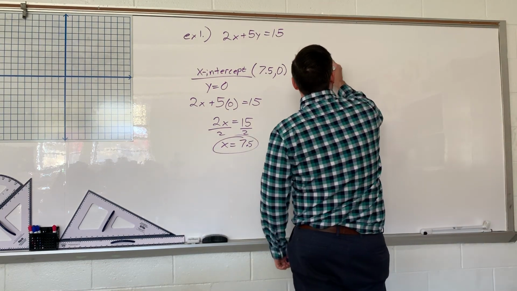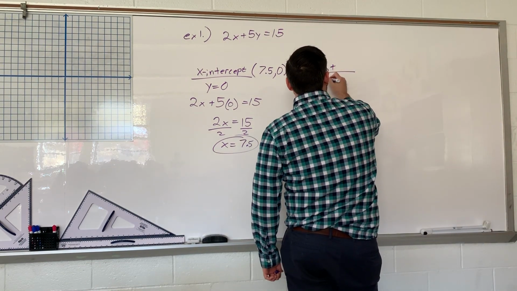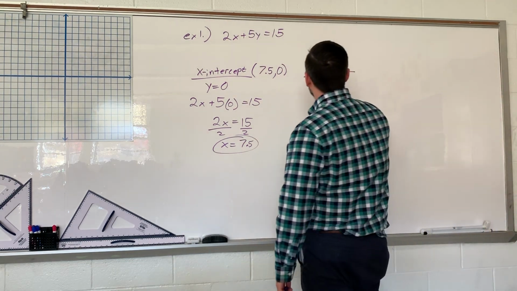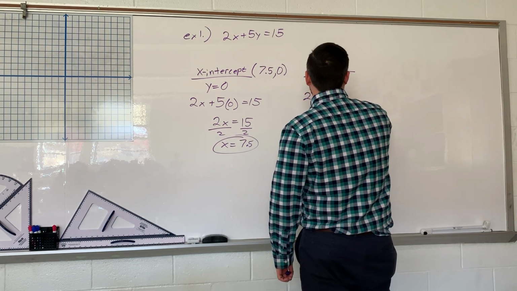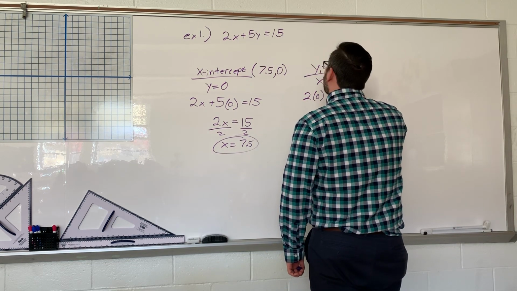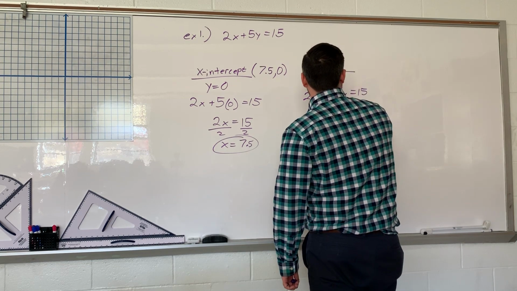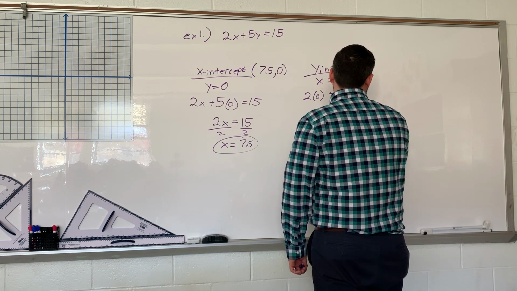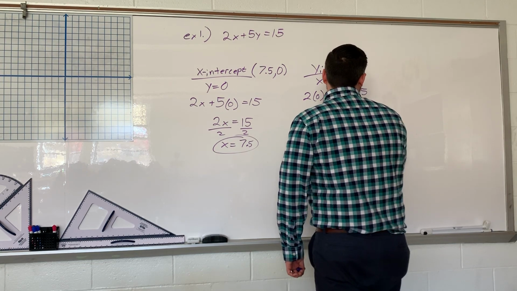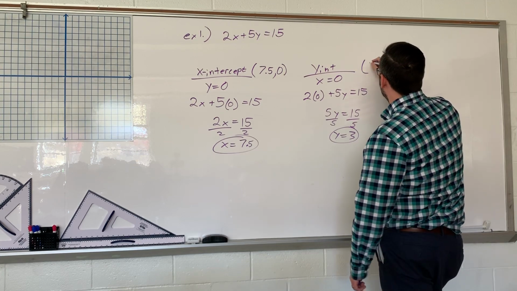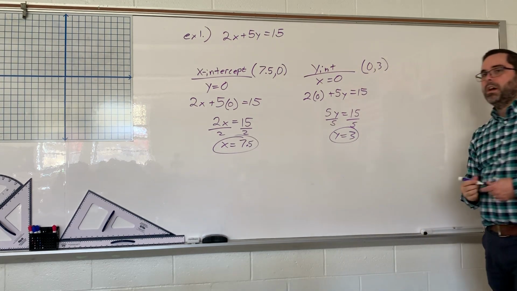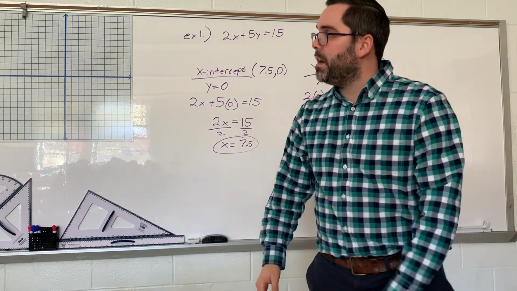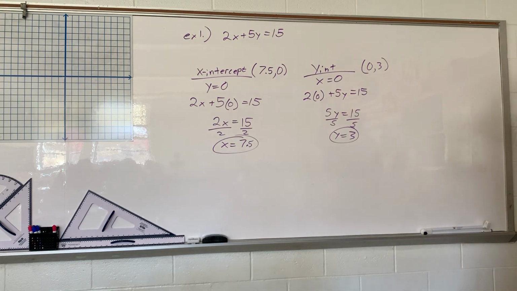The y-intercept is when x equals 0. So that means plug 0 into the equation and solve for y. So this becomes 2 times 0 plus 5y equals 15, and we get 5y equals 15. Divide by 5. Y equals 3. So what is my coordinate? 0, 3. Okay, so now I have my y-intercept and my x-intercept. So we have identified the y and x-intercepts. That's the first goal for today.